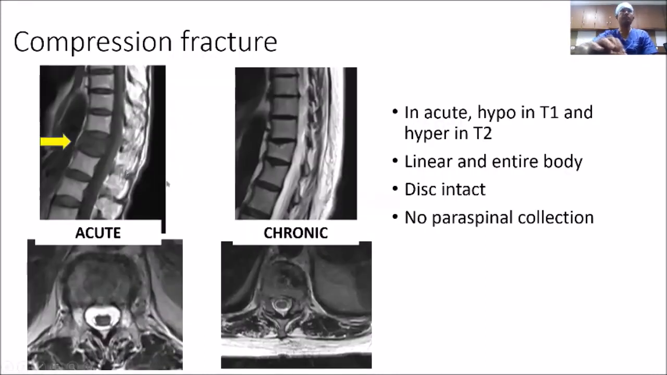Compression fractures can sometimes be confusing, especially in the acute stage. The acute stage is characterized by T1 hypointensity. But again, look at the disc and look for any paraspinal collection. So the disc appears normal and there is no collection around the vertebra, in front, back, and on the sides. If there is no collection, then it is more in favor of a compression fracture.